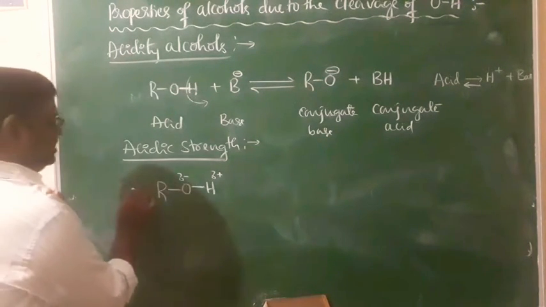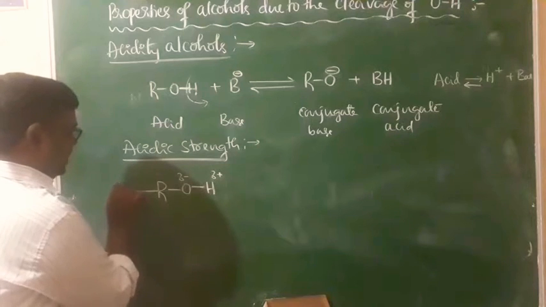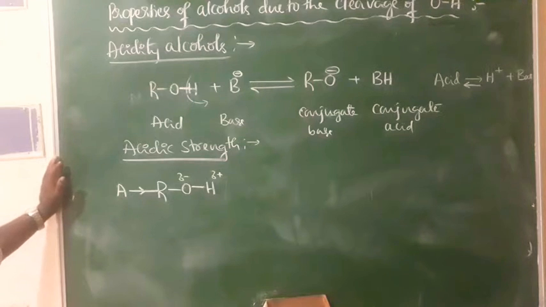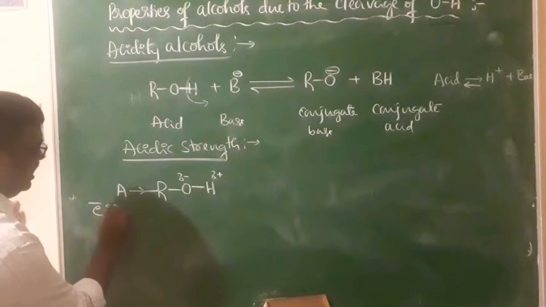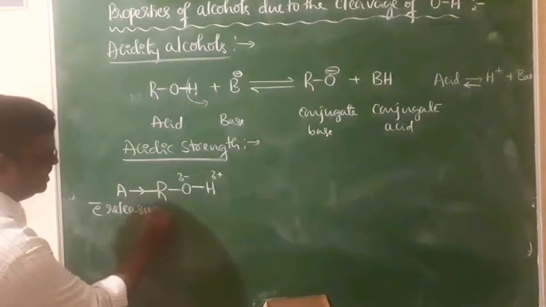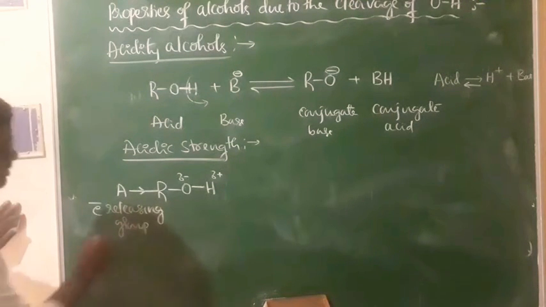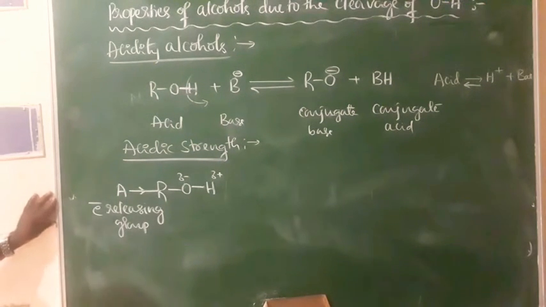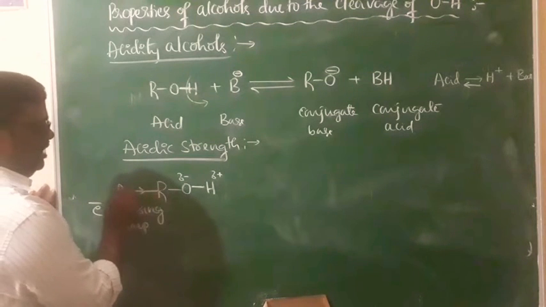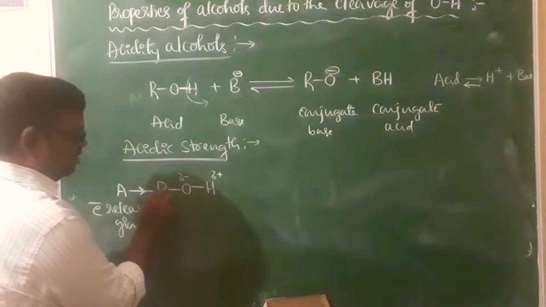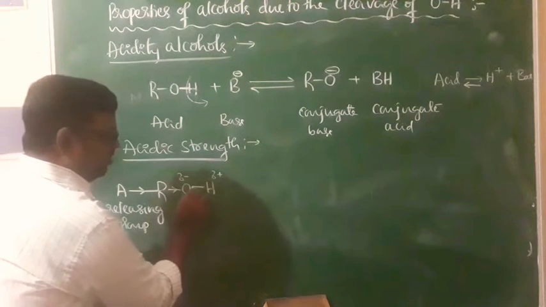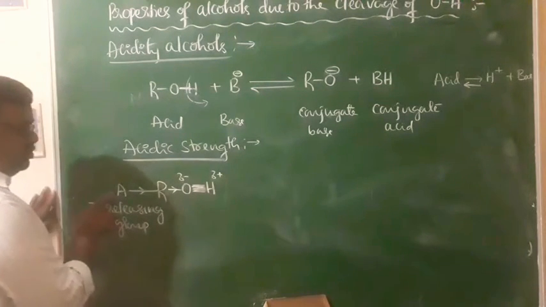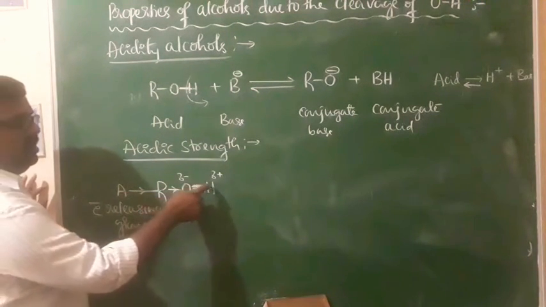Just imagine if this alcohol is connected to any A group. Say, for example, this A is an electron releasing group. If A is an electron releasing group connected to R, that is the alkyl group, then electrons will be released to the carbon atom and move towards the oxygen. And what happens? The electron density between O and H increases.